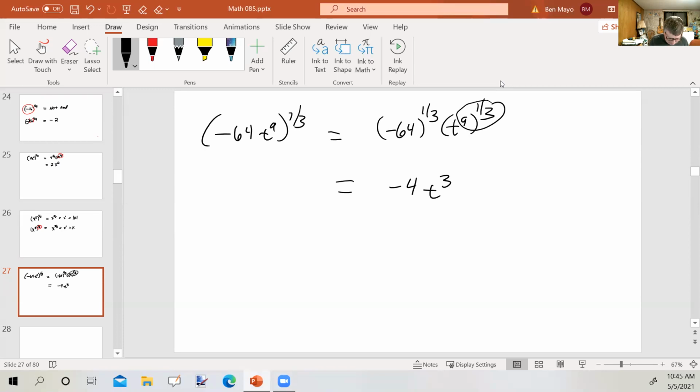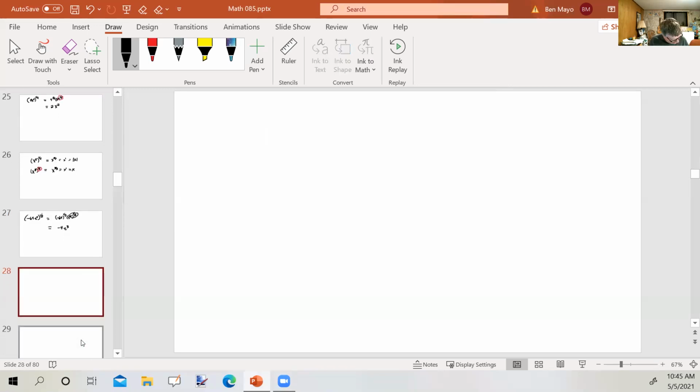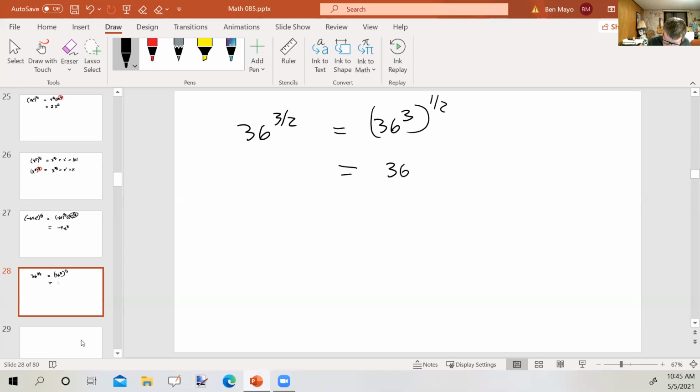Let's see here. Okay, now it says evaluate each expression. 36 to the 3/2 power. Now we have a situation where we're taking a root and we're taking a power, okay? So I can do it one of two ways. I can raise it to the 3rd power and then take the square root of that, or I can take the square root of it and then raise it to the 3rd power. As long as both of them are real, we can do it in either order.